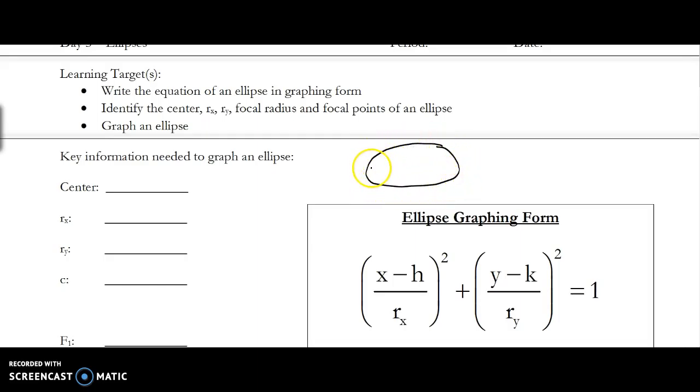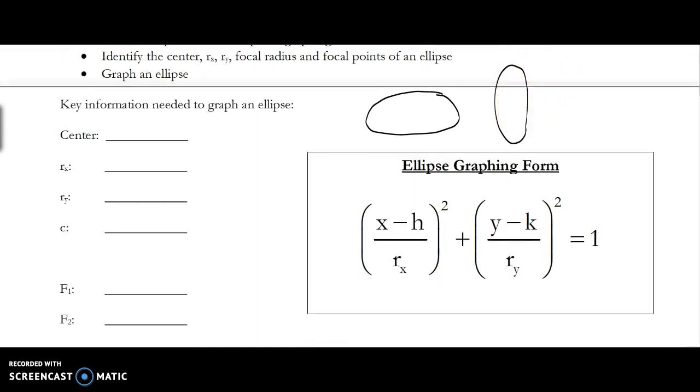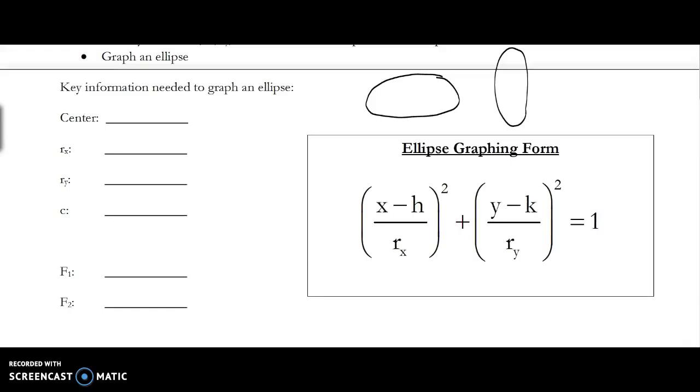Okay, so along the x-axis would be the major axis, or an ellipse can go up or down, where along the y-axis is the major axis. So I want you to remember those two as we go through some of these key pieces.